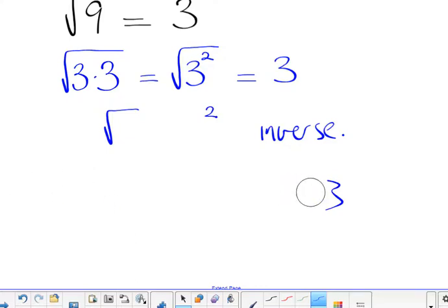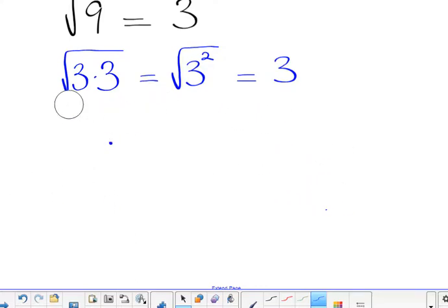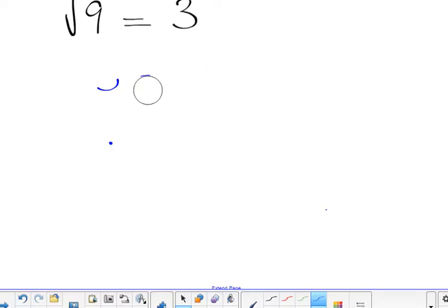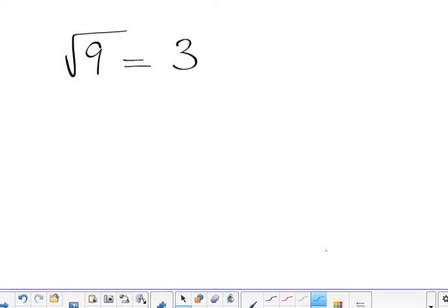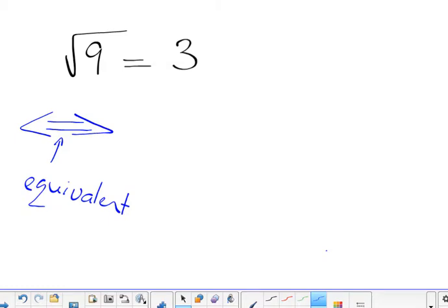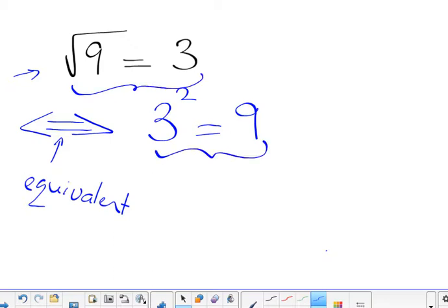Now, let's think about this. Let's come up to our statement up here again. The square root of 9 is equal to 3. That's what we call equivalent to saying, and now there's a new symbol for you, and that symbol there we say is equivalent, so it's equivalent to saying 3 to the power of 2 is equal to 9. So one thing that we want to do in part of the exercise here is express square root statements as their equivalent square statements.